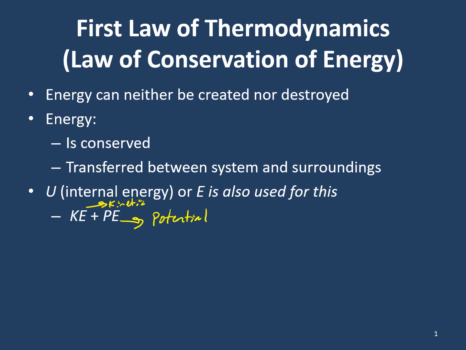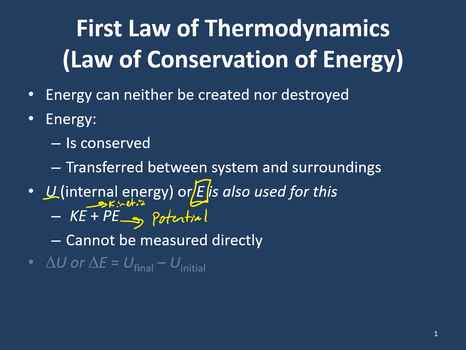Now we usually use U or E, however, E is becoming more often used for the symbol of internal energy. We can't actually measure how much energy is present in an object, period. We can only measure how much energy leaves or enters an object. We can measure changes in energy, but not energy directly. So generally, we are measuring delta E or delta U. Again, these two symbols are interchangeable. They both mean internal energy.